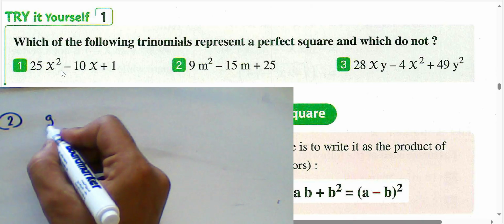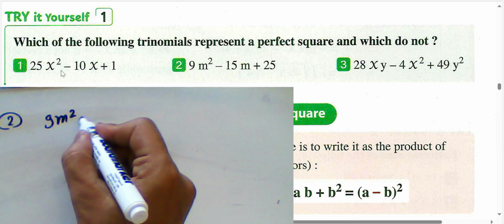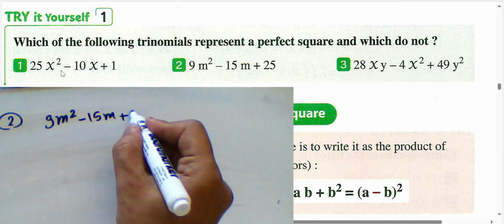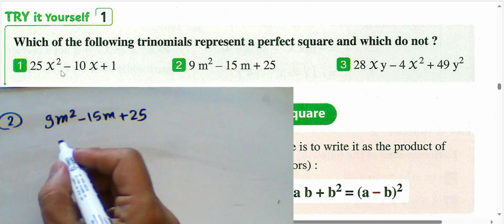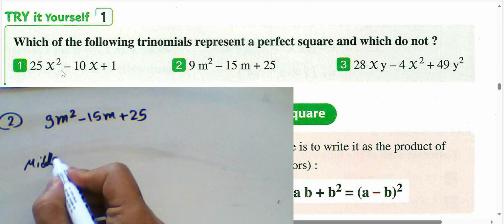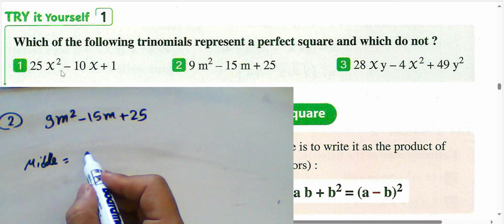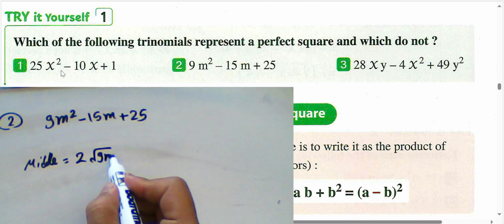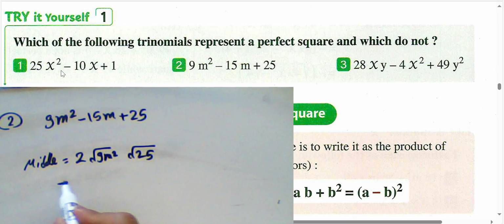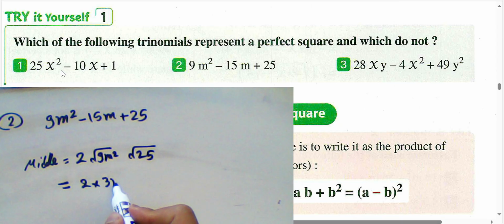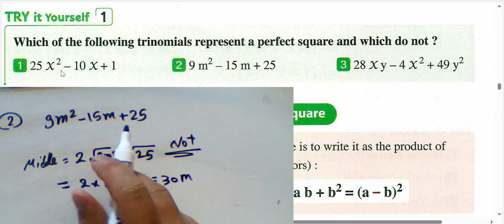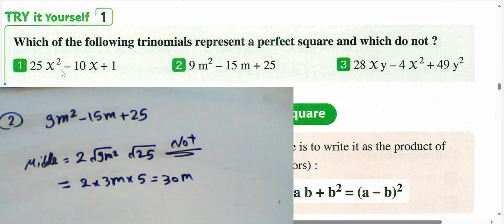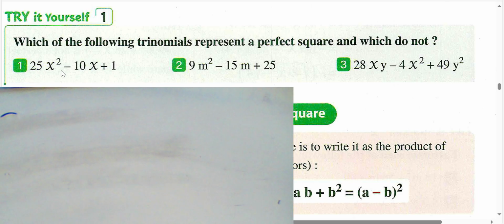Number 2, we have 9m power 2 subtract 15m plus 25. We have a square root here and a square root here. Look at the middle: 2 times the square root of the first times the square root of the third equals 2 times square root of 9m which is 3m, times square root of 25 which is 5. 3 times 2 is 6, 6 times 5 is 30. It's a lot. Okay, this expression is not a perfect square because the middle must be 30.